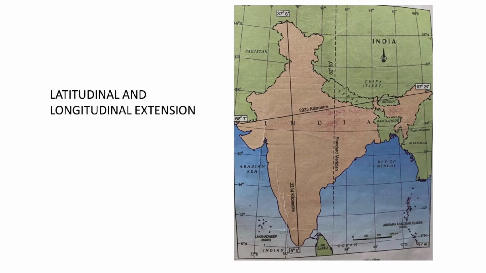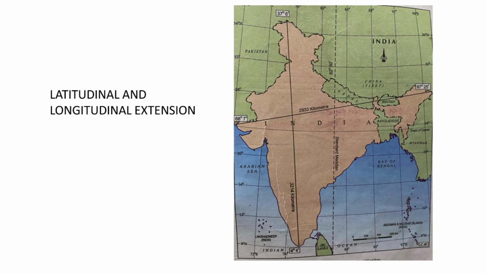Moving to the next one, I've already told you about the latitudinal and longitudinal extension of our country, India. Now let me tell you another important part, that is how many lines of latitude and longitude pass over our country. If you look at the map and calculate, there are more or less 30 degrees of latitude. At the same time, there are 30 degrees of longitude that cross through our country, India.